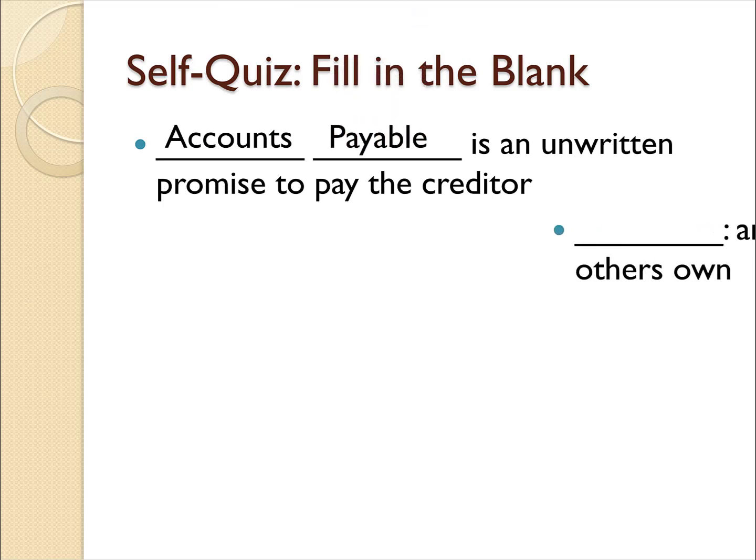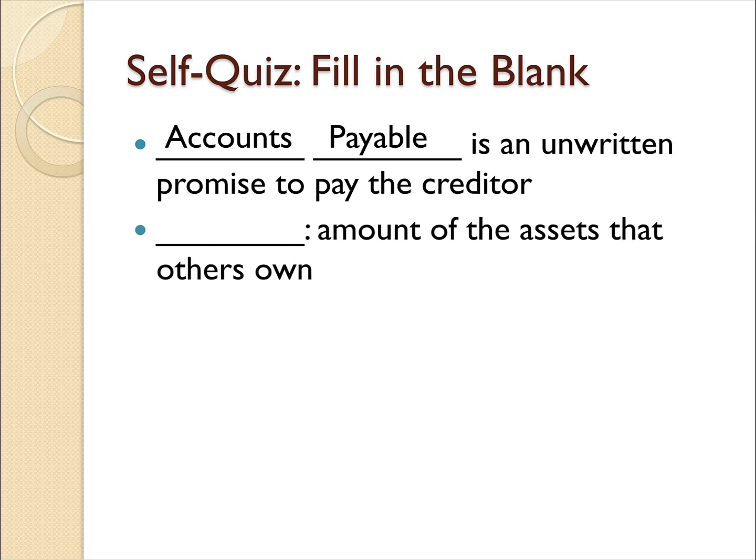Okay, next one. What do you call the amount of the assets that others own? So every company has assets, and those assets are owned by two different groups. So what do you call the portion of the assets that others own? My hint is it's also called debt, D-E-B-T. It's liabilities.